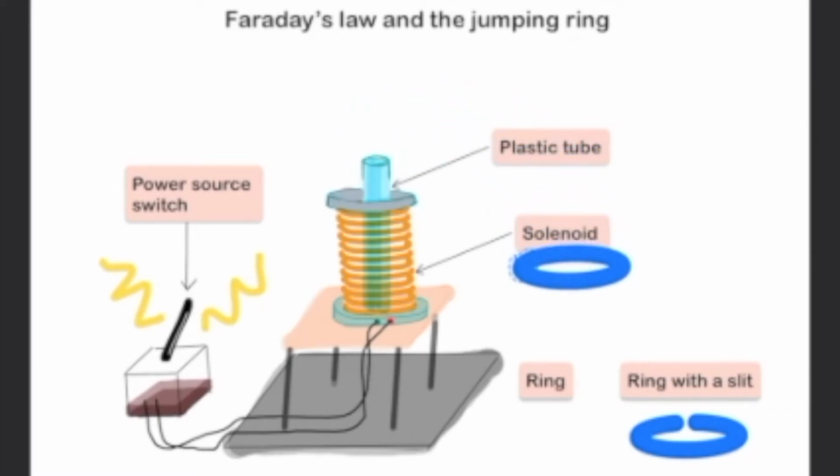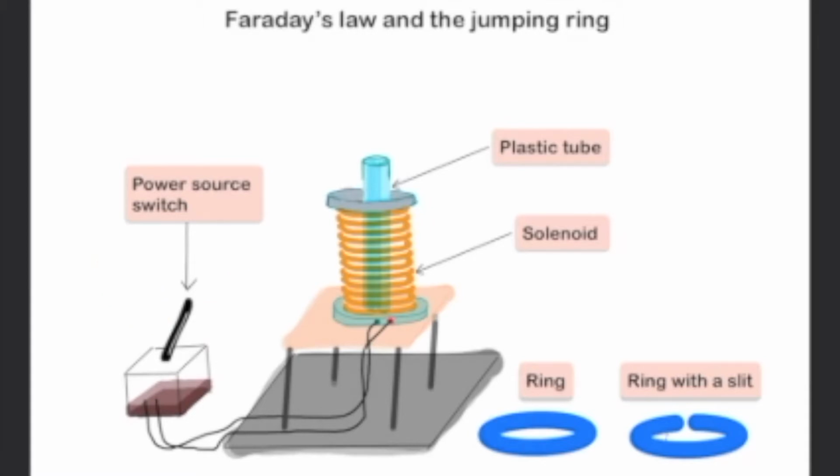If we take an identical ring, but this time it has a slit along its cross section, nothing happens once the power is turned on. So, why is this the case? We will solve this puzzle of the jumping ring using Faraday's and Lenz's law discussed in the next part of the video.